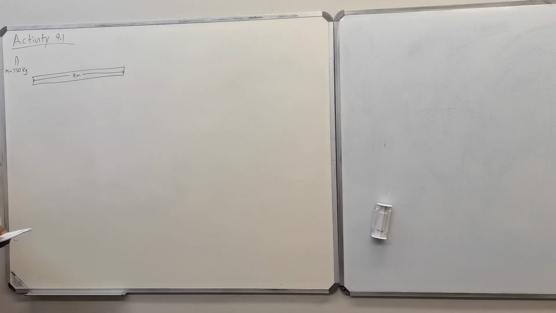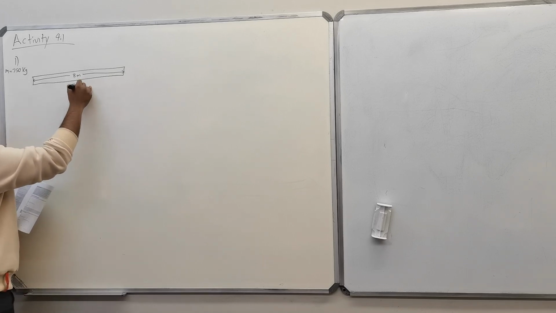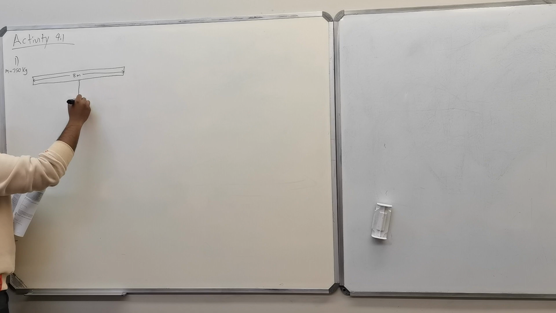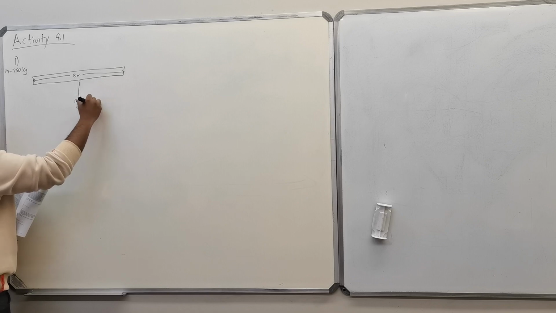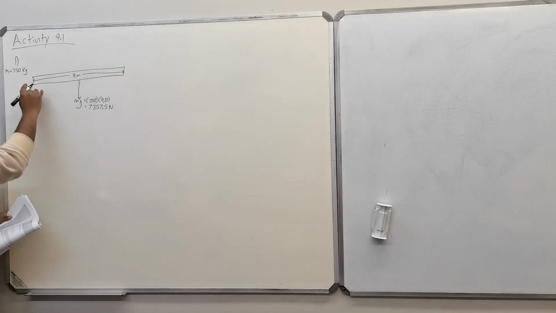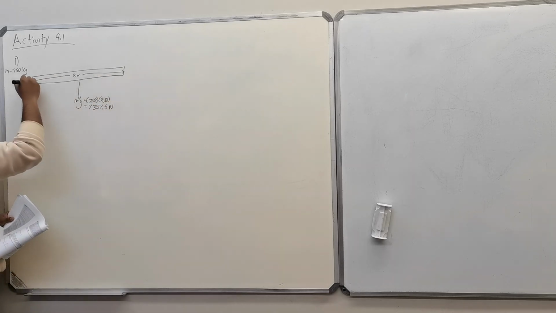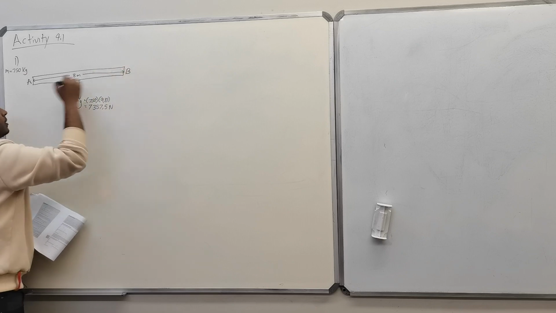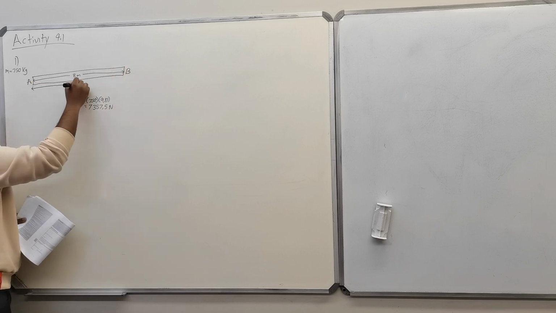Before we do anything else, let's work out that, right? So this would be at the center. This would be mg equal to 750 times 9.81, which is 7357.5 newtons. And the distance from here to here will be what? 4. Right? Because the gravity will act on the center of the beam.